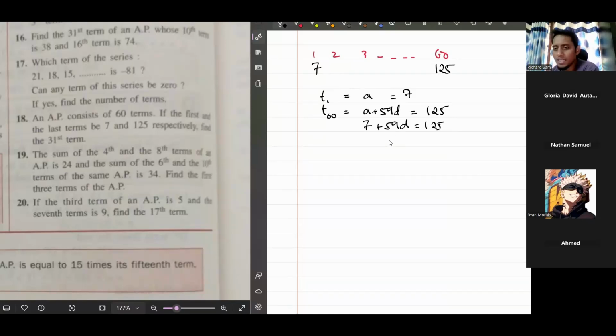From that we can find D. 59D is equal to 125 minus 7, so D is equal to 118 divided by 59, correct? So D is equal to 2. Double of 59 is 118.